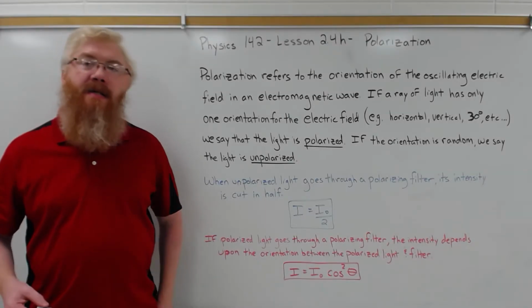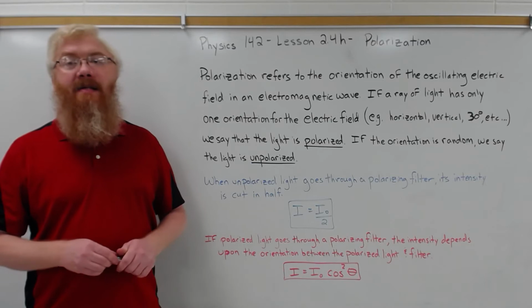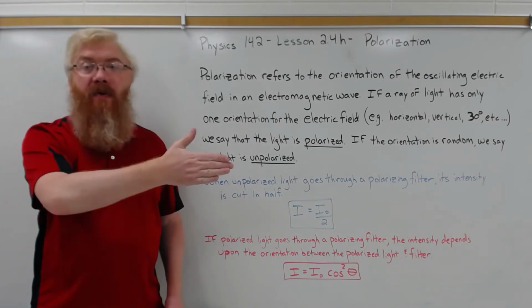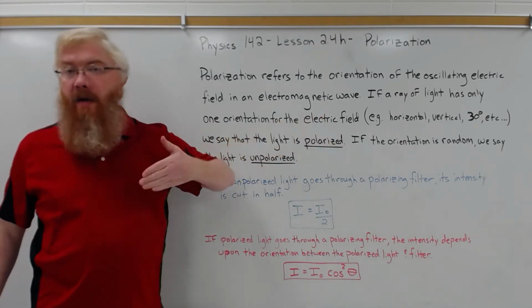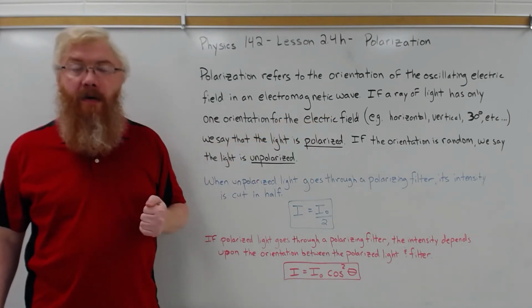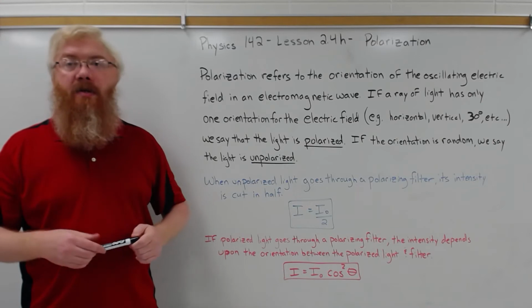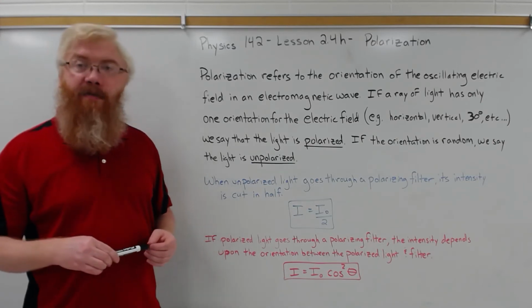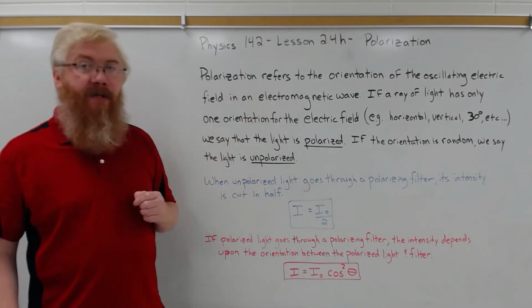Recall that light is an electromagnetic wave. That is, it's an oscillating electric field combined with an oscillating magnetic field that propagates in a direction perpendicular to both. So we use this to talk about wave phenomenon and interference. But now we'll talk about a new aspect of this wave called polarization.